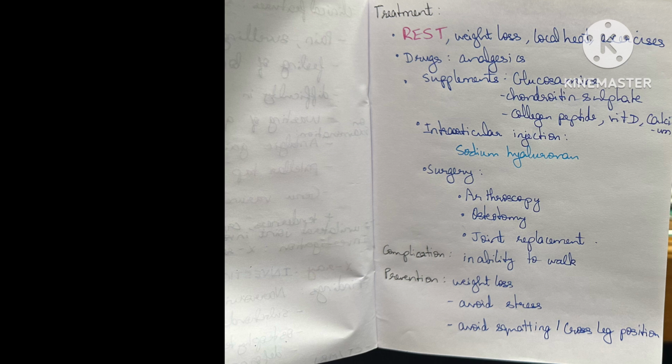We can go for intra-articular injection like sodium hyaluronate, which can be given a few times a year. And the surgical management will be arthroscopy, osteotomy, and finally joint replacement. What are the complications of osteoarthritis? Most commonly, the patient will be unable to walk. Prevention: weight loss, avoid stress like walking or climbing stairs, avoid squatting or cross-legged position.